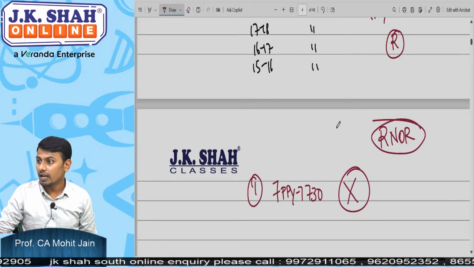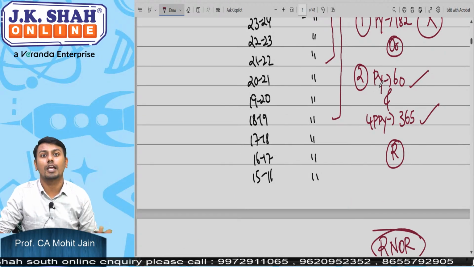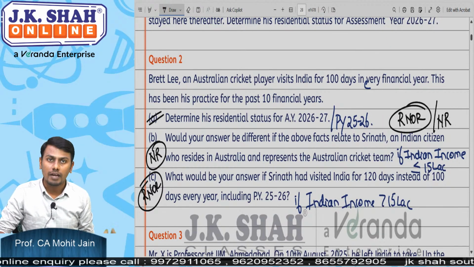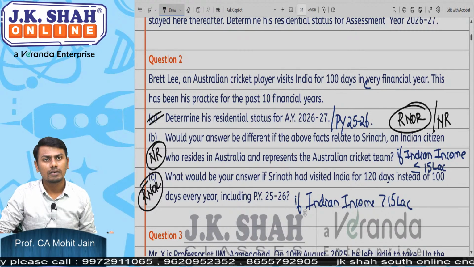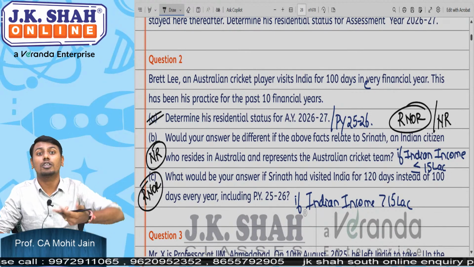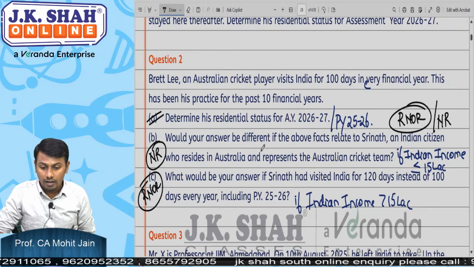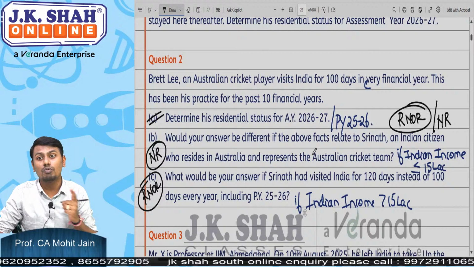Some people gave me the answer as non-resident also. Why? Because they said basic condition 2 is not applicable. Have they told Brett Lee is an Indian citizen? No. Brett Lee is an Australian cricket player, means he is an Australian citizen. But now focus on case number 2. Would your answer be different if the above facts are not relating to Brett Lee? The above facts relate to whom?